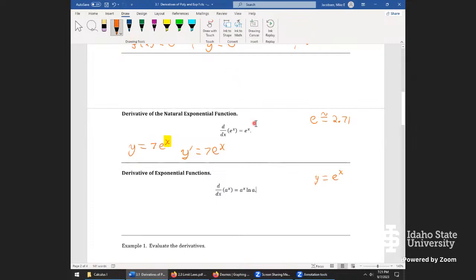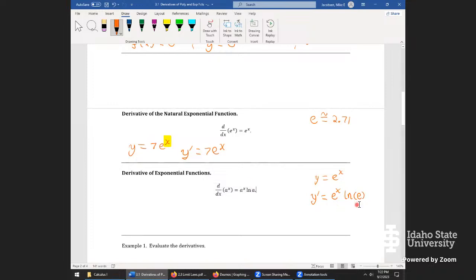This is the formula to use for sure. The derivative is just e to the x. But what if you use this one? We would have said y prime or dy/dx is e to the x multiplied by the natural log of the base, which is e.